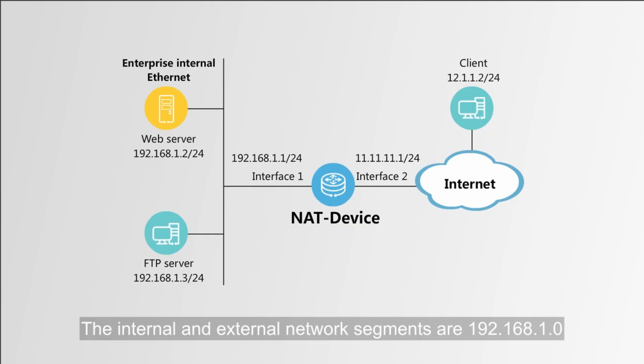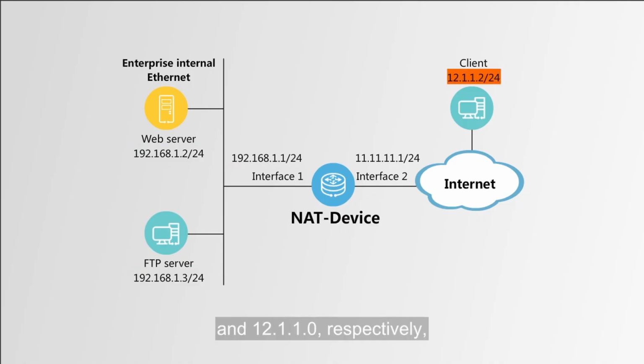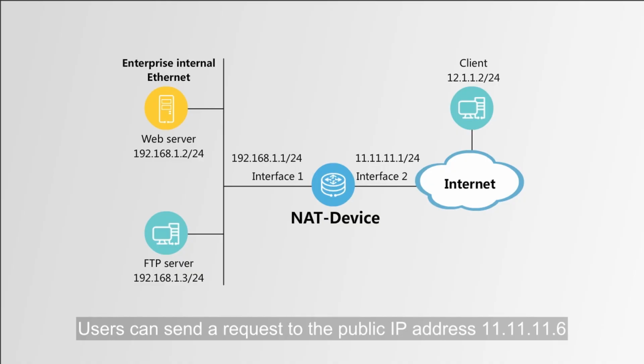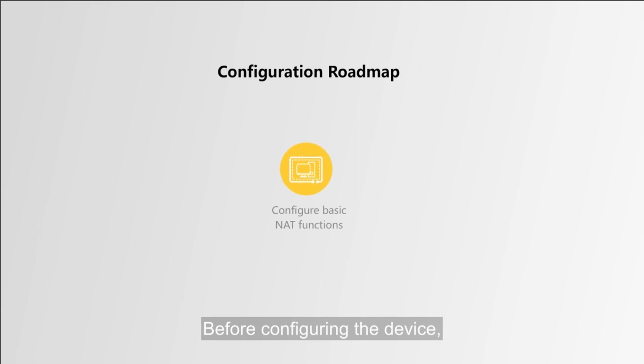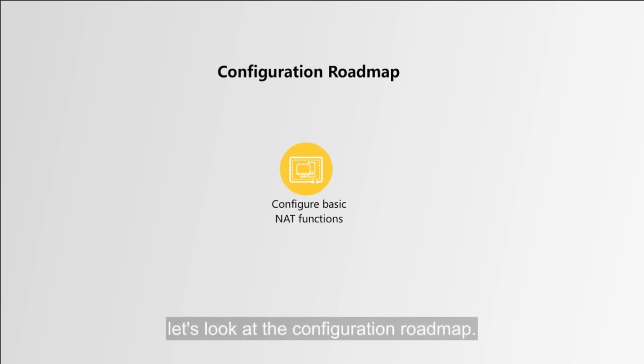The internal and external network segments are 192.168.1.0 and 12.1.1.0, respectively, each with a 24-bit mask. Users can send a request to the public IP address 11.11.11.6 to access the internal web server. Before configuring the device, let's look at the configuration roadmap.